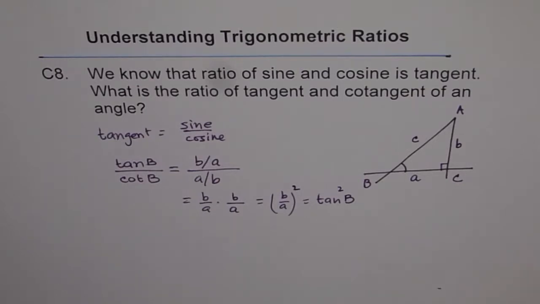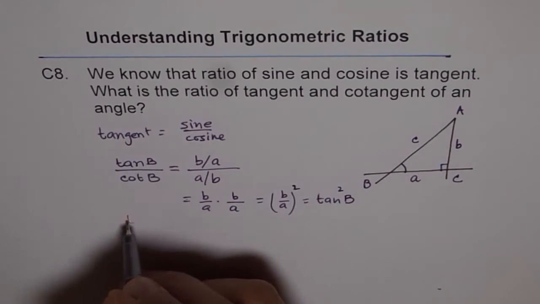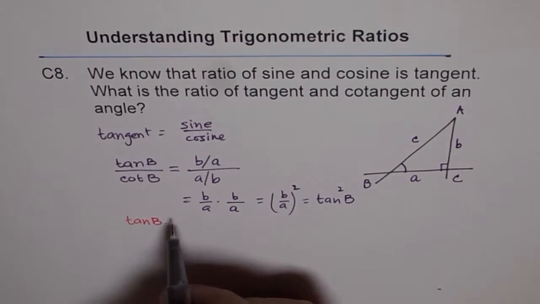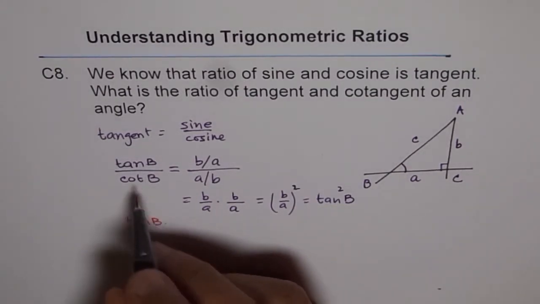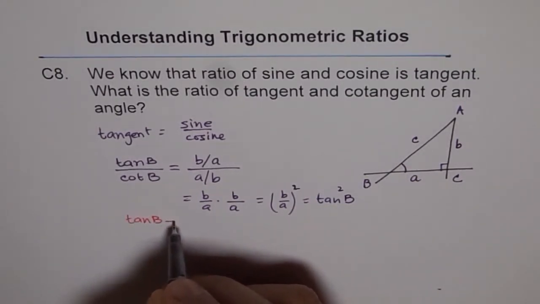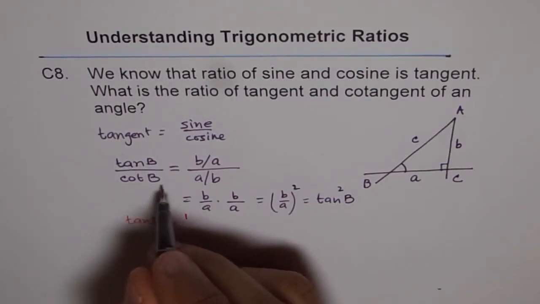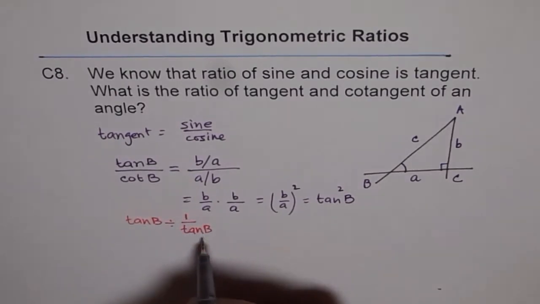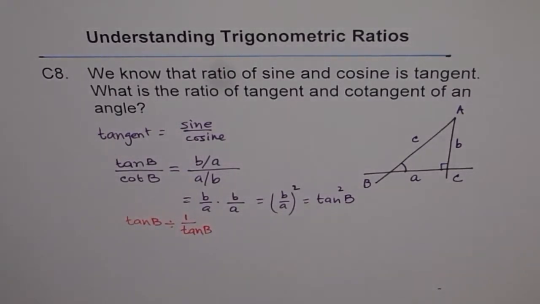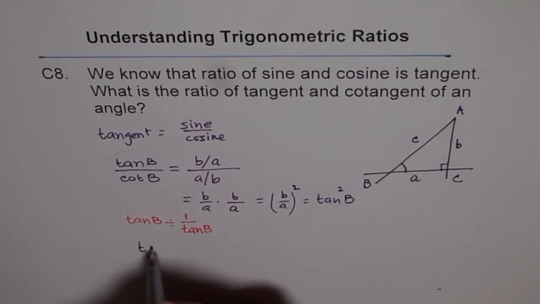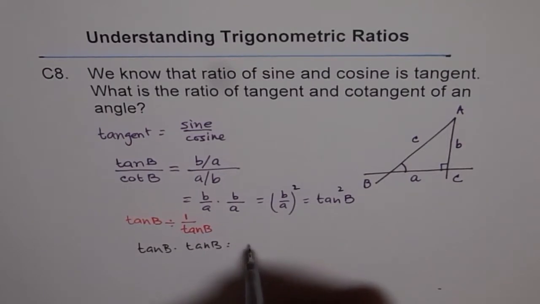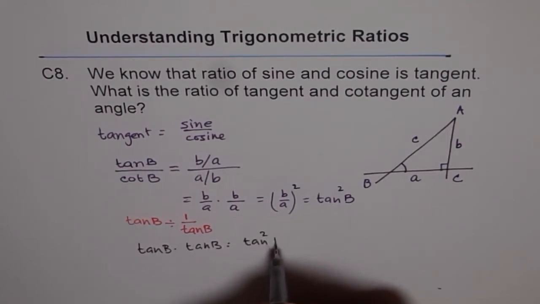So it makes sense. The other way to look into this was that we could have written this as tan B divided by cot. When we say divide by cot, cot is 1 over tan B. So it is tan B divided by 1 over tan B. That means we could write that as tan B times tan B, correct? That will be equal to tan square B, right?